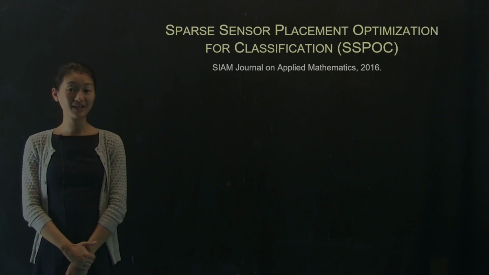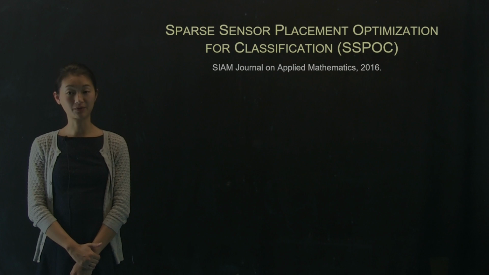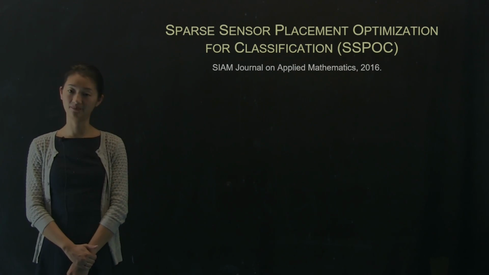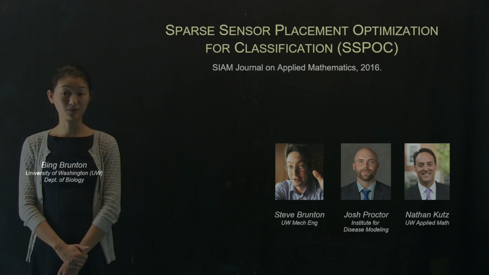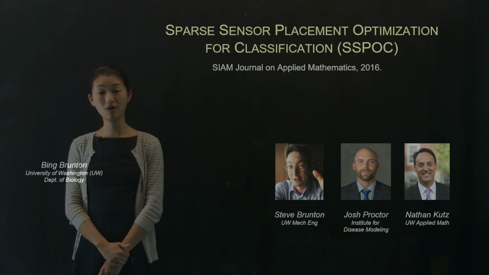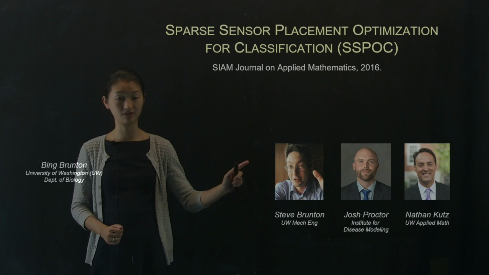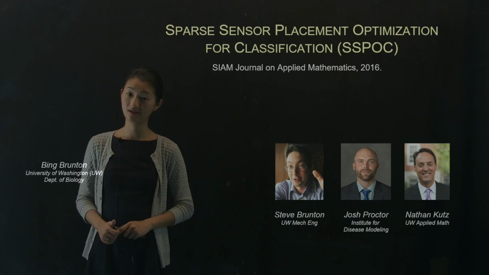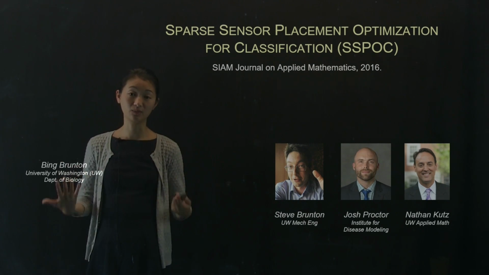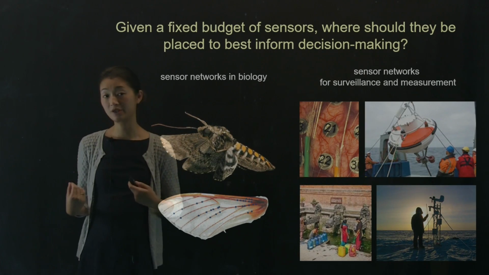Hi everyone. Today we're going to be talking about a new algorithm that we call Sparse Sensor Placement Optimization for classification. My name is Brunton. I'm from the University of Washington, and the other co-authors on this work are Steve Brunton, Josh Proctor, and Nathan Kutz.